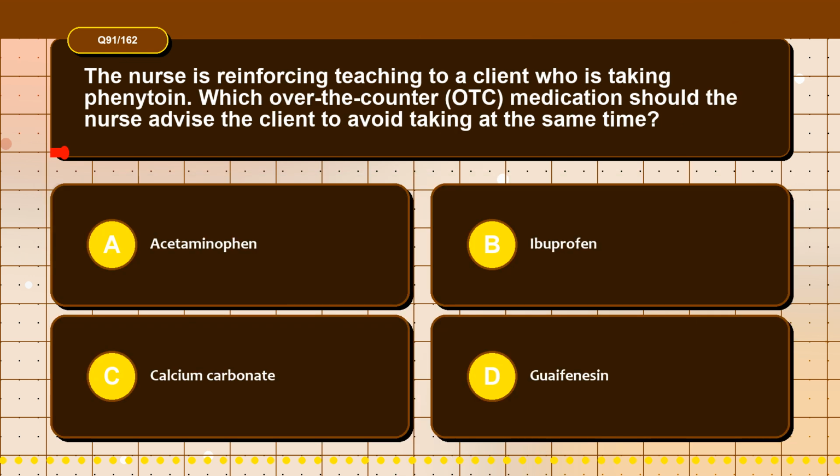Question 91. The nurse is reinforcing teaching to a client who is taking phenytoin. Which over-the-counter (OTC) medication should the nurse advise the client to avoid taking at the same time? Here are the options. Option A, acetaminophen. Option B, ibuprofen. Option C, calcium carbonate. Option D, guaifenesin.